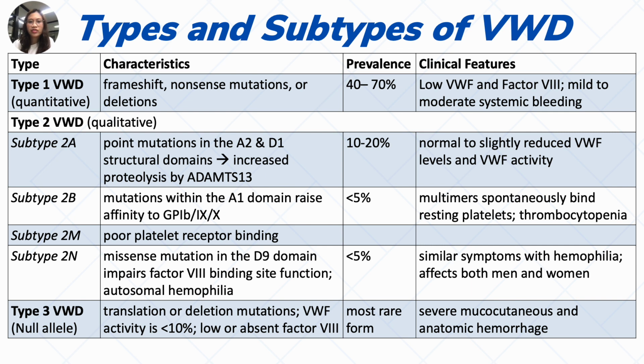This slide shows the various types and subtypes of von Willebrand disease. Type 1 is quantitative in nature, caused by frameshift, nonsense mutations, or gene deletions, leading to low von Willebrand factor and factor VIII. Type 2 von Willebrand disease is qualitative in nature and has 4 subtypes. Lastly, type 3 von Willebrand disease is caused by translation or deletion mutations, which can lead to severe mucocutaneous and anatomic bleeding tendencies due to low or absent factor VIII.